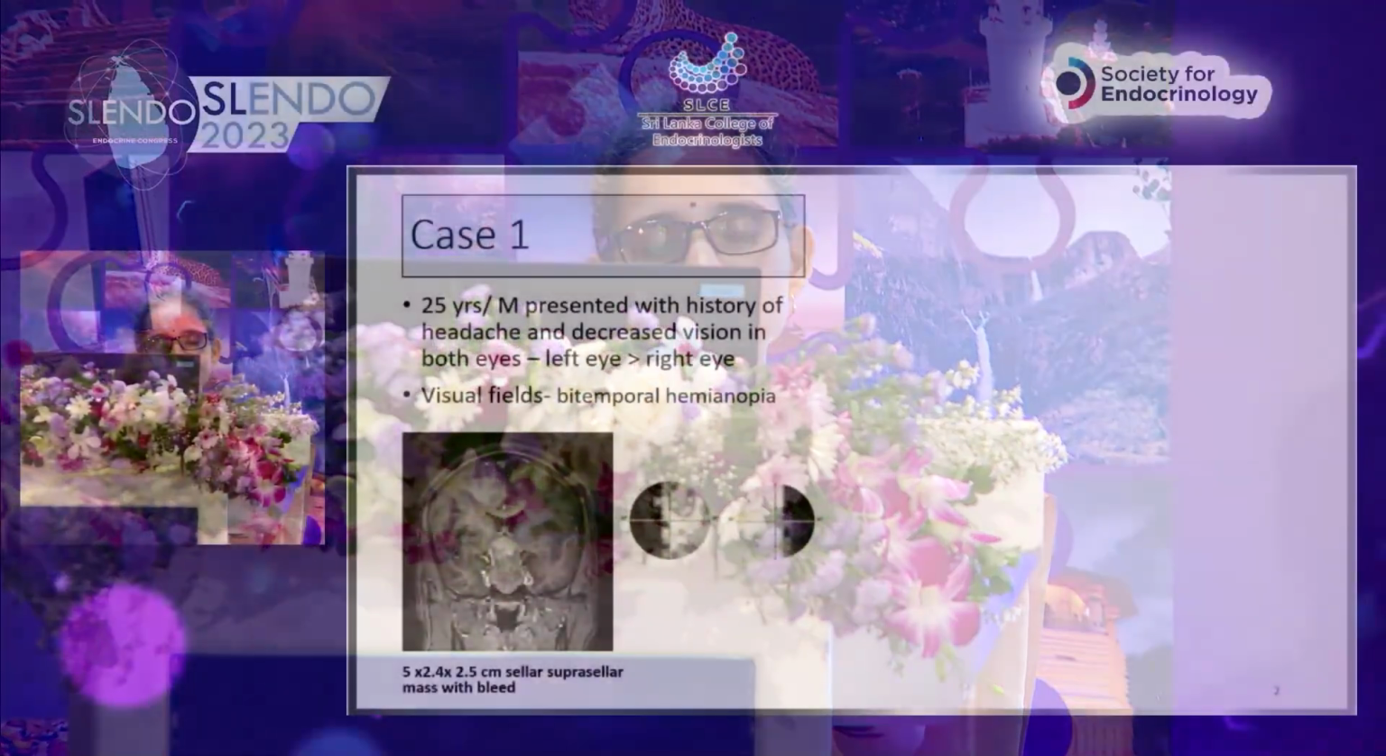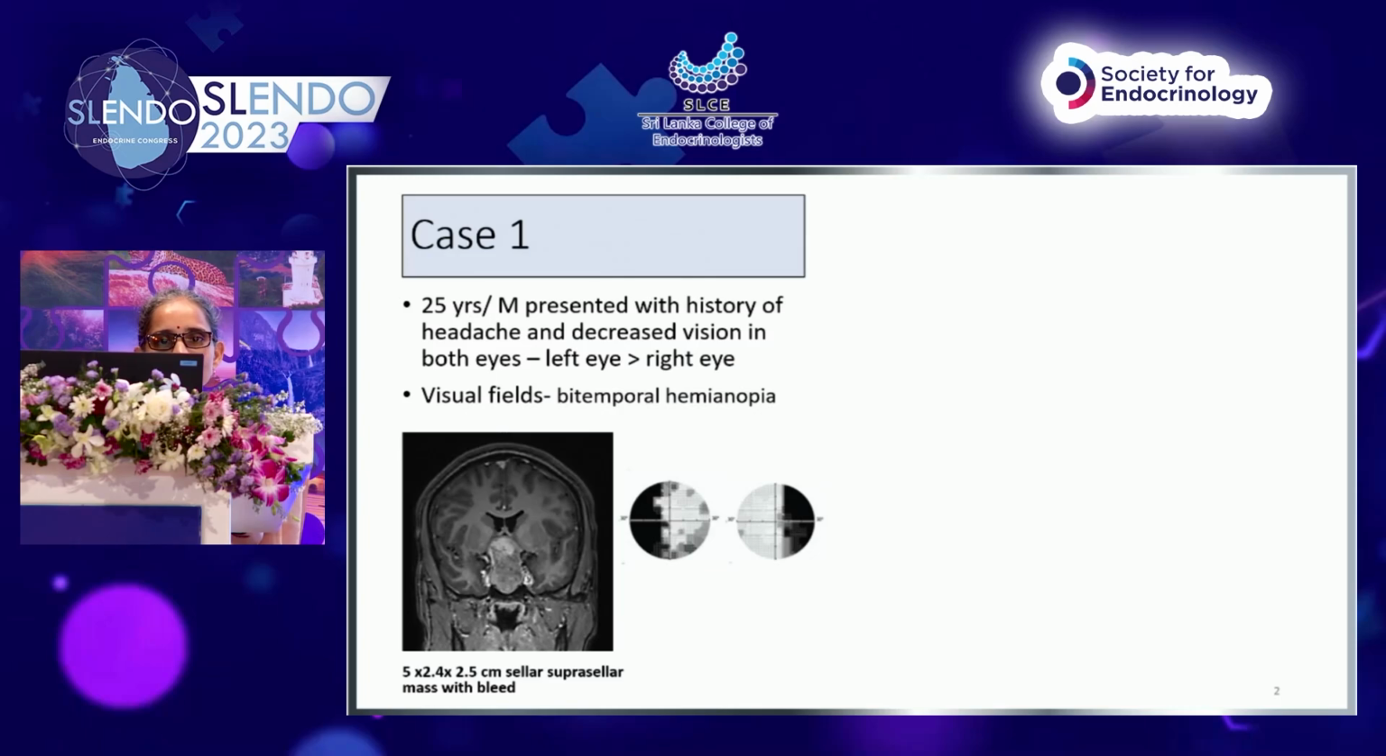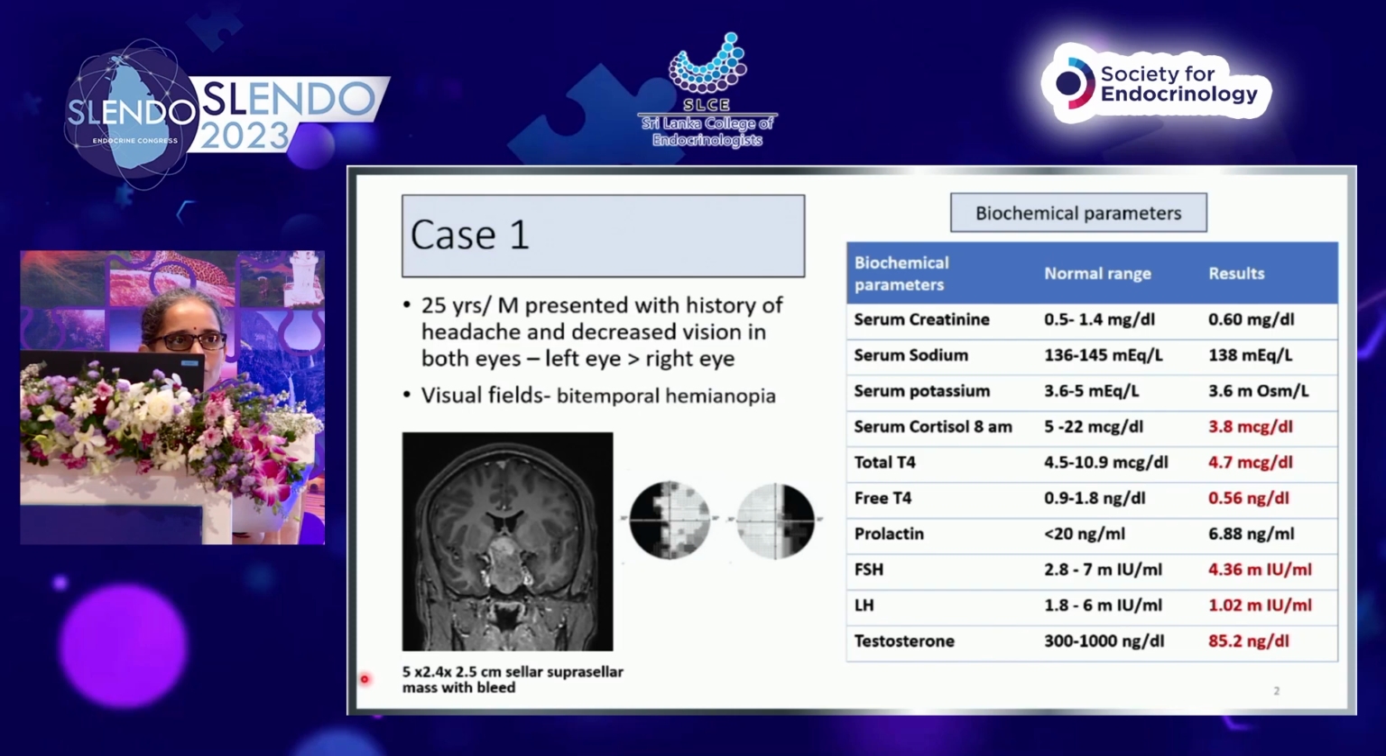So I'll start with a case. This was a 25-year-old gentleman who presented to us with history of headache and decreased vision in both the eyes. He had visual field impairment in the form of bitemporal hemianopia, and hormonal evaluation showed panhypopituitarism. On imaging with an MRI, he had Hardy's grade C pituitary macroadenoma with a bleed on top of the tumor, which he was asymptomatic. So he had a non-functioning pituitary macroadenoma with panhypopituitarism.